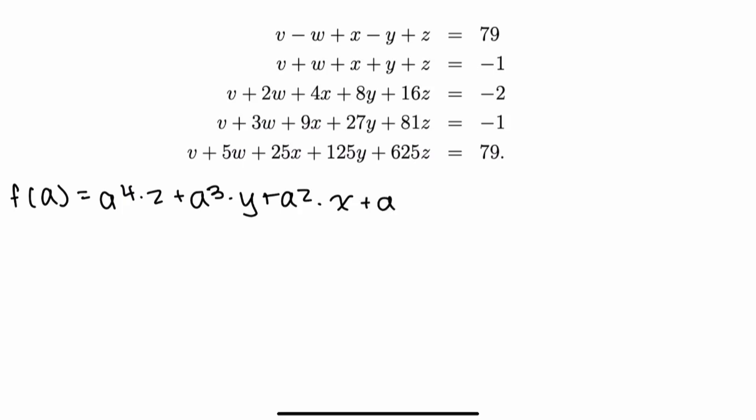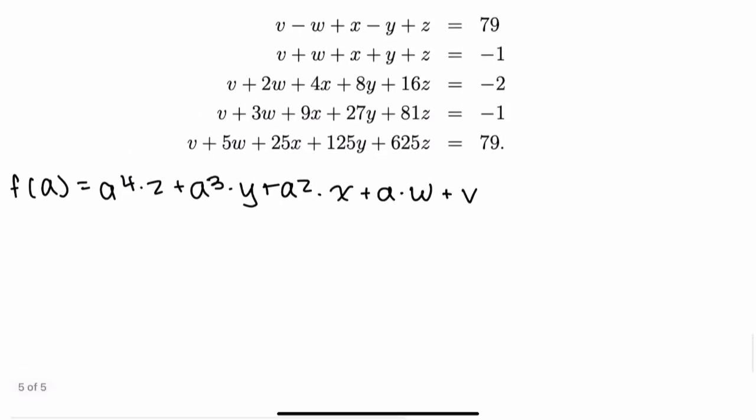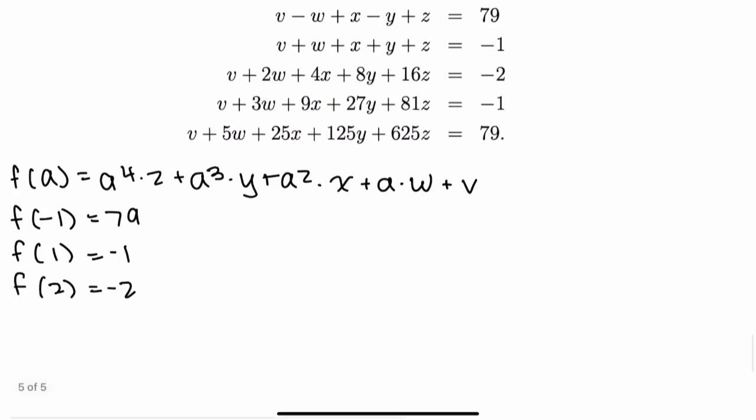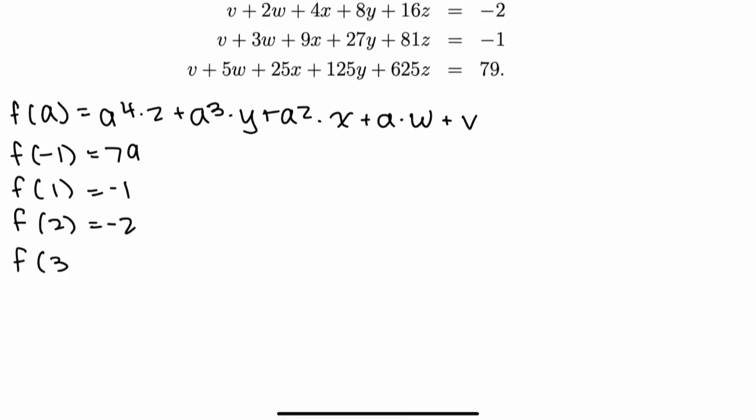times w plus v. Then we have from the equations that f of negative 1 equals 79, f of 1 equals negative 1, f of 2 equals negative 2, f of 3 equals negative 1, and f of 5 equals 79. So since this is a quartic, we know it has an axis of symmetry. Now here it looks like the axis of symmetry is at x equals 2.